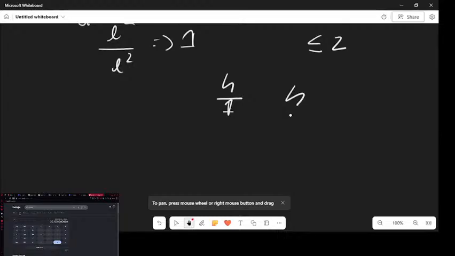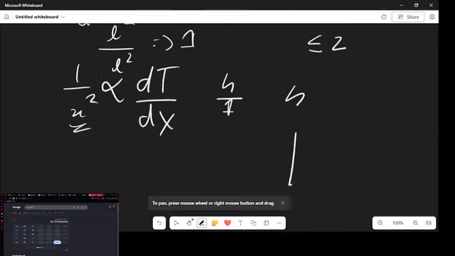Is it decreasing linearly? I would say it's decreasing. Yeah. So it's not decreasing linearly, it's decreasing with a degree of 2, 1 by x square, dt by dx. So the graph is going to look like this.